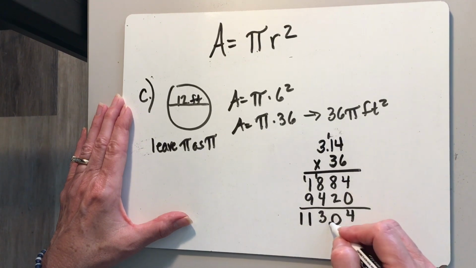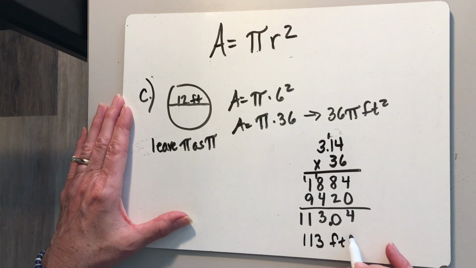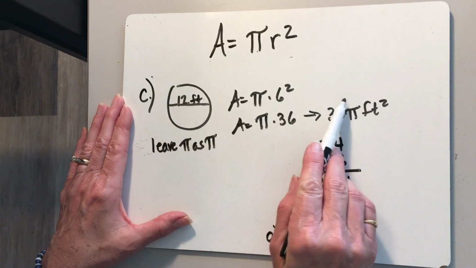We want to put our decimal in place. And it says round to the nearest square foot. Well, because this is a 0, we're just going to round that to 113. So it's 113 feet squared. And that's the answer for A of your lesson practice, using C as the example.